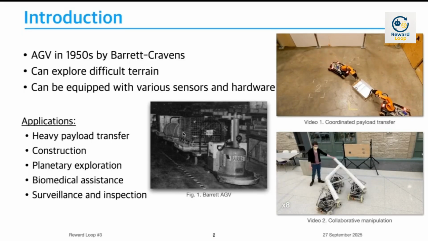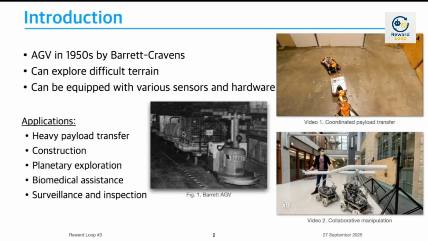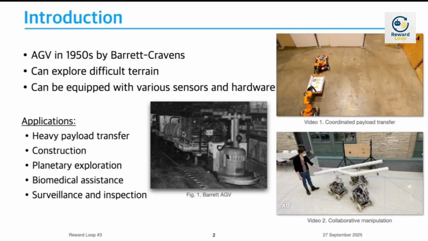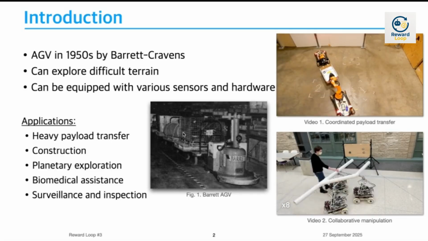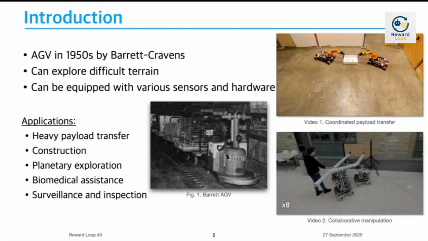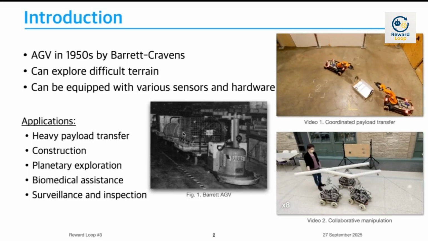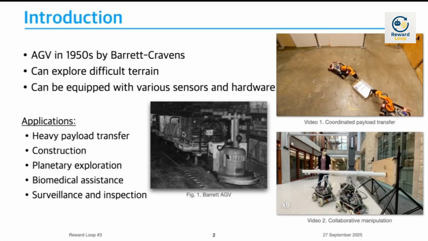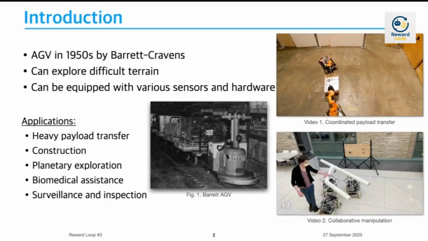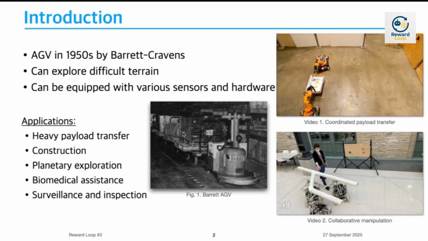In video number 2, you can see multi-robot systems working in collaboration with a human to put a pipe inside the designated holes. Again, you can see mecanum wheel-based mobile robots, with a parallel robot mounted on all three of those. So basically, mobile robots can help us carry different kinds of payloads and sensors, and the applications of these multi-robot systems vary from heavy payload transportation to construction sites, even planetary exploration.